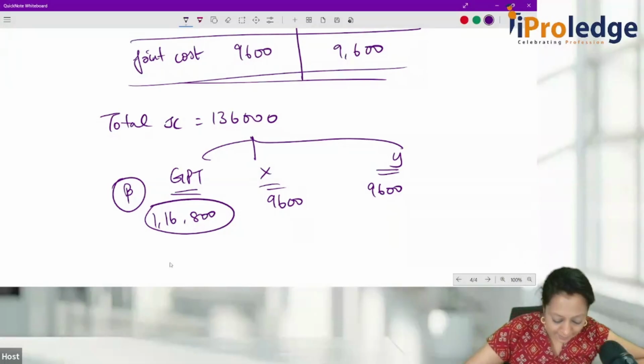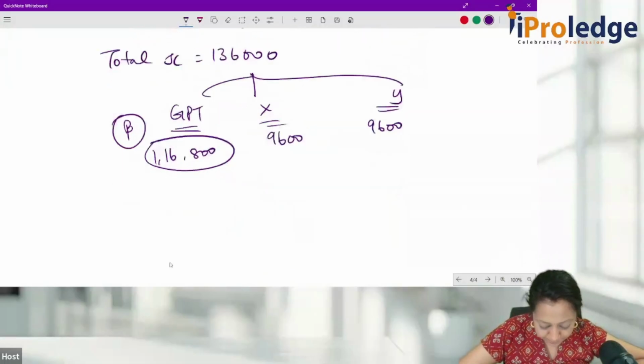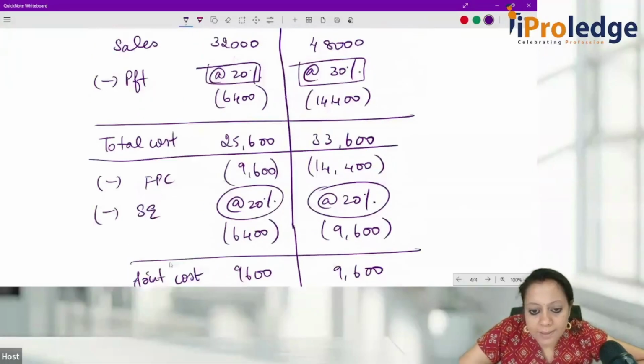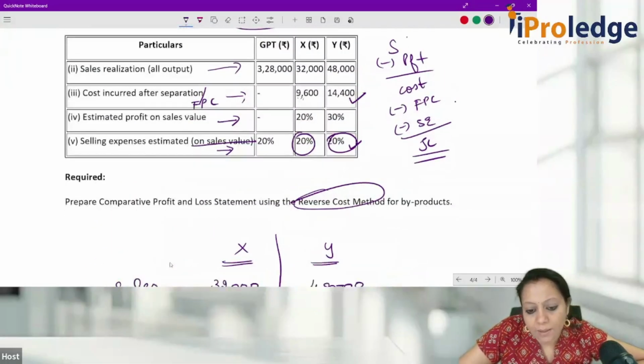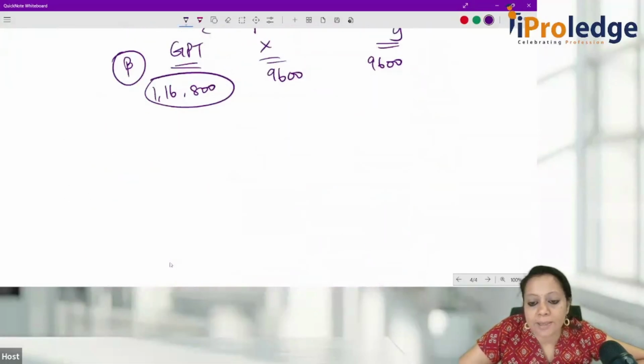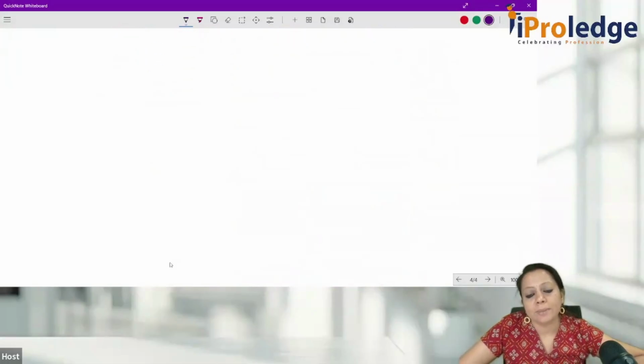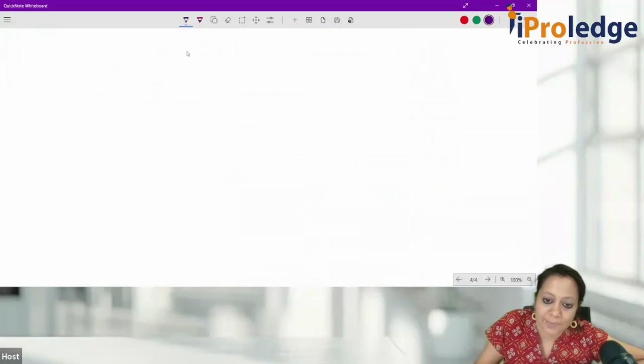Can we go ahead? Right. So next, what have they asked next? Comparative profit and loss statement. Profit and loss statement is nothing but we have to show the profit. How do we show profit? Sales minus cost. That's all. So a profitability statement.